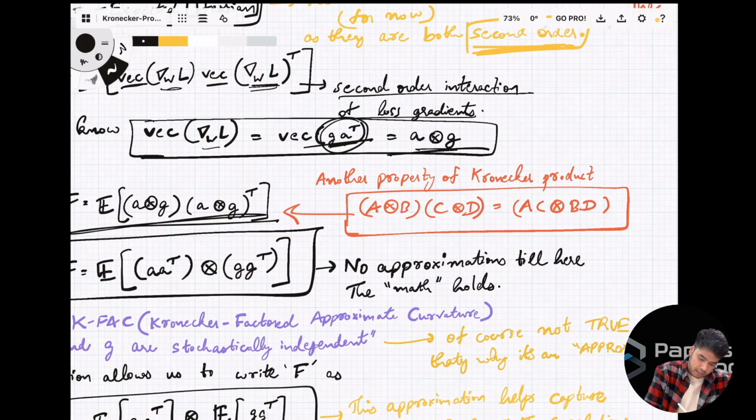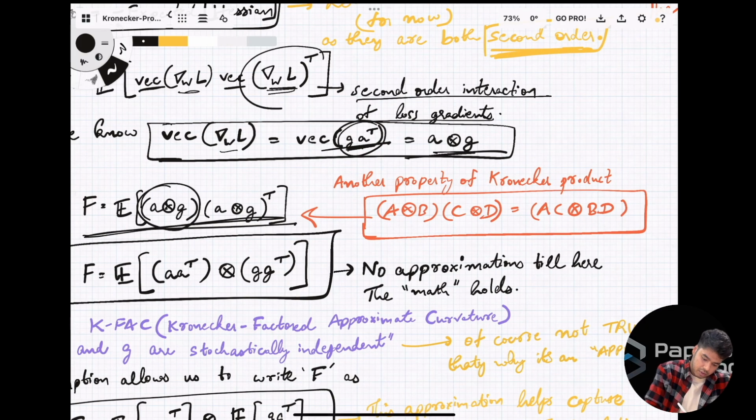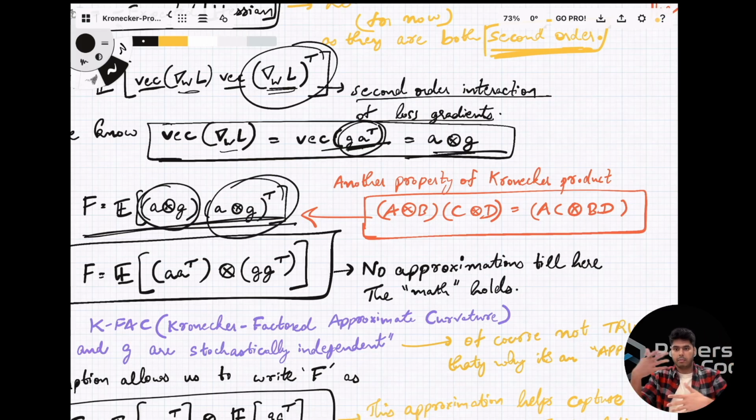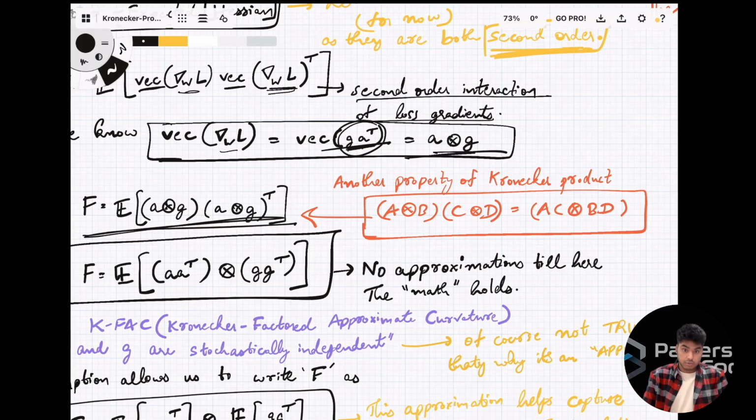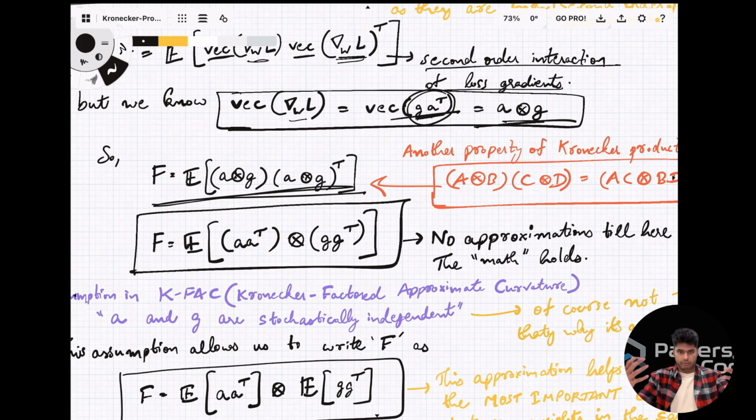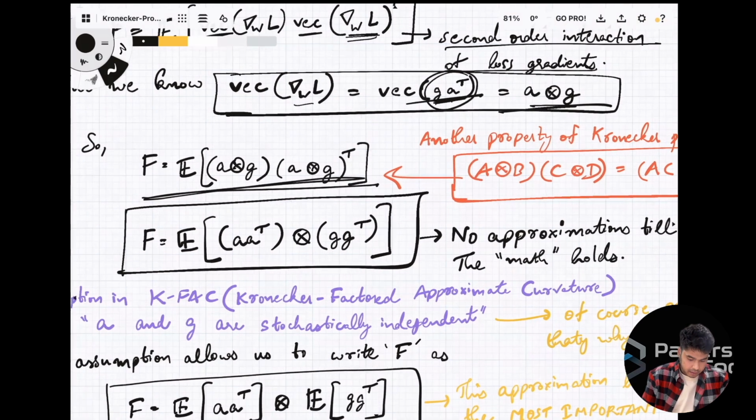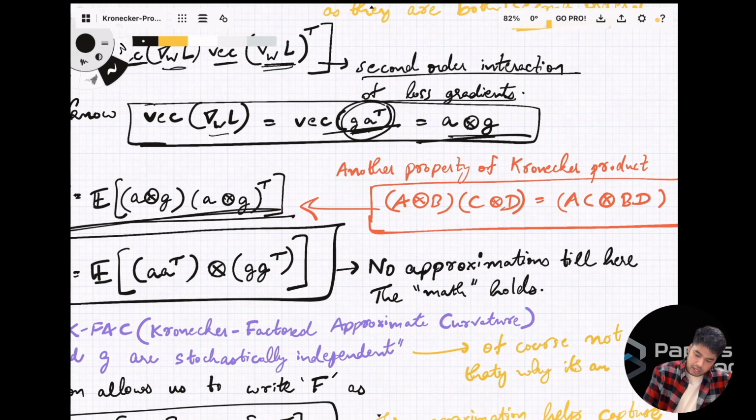Each outer product gets replaced by its Kronecker product, and the transpose gets substituted by the transpose. So it's very straightforward. You have an outer product, and we are replacing it with a Kronecker product because we have proven that it's true. And there's no assumption still here. All this is mathematically very legit. The assumption is coming in the next step. But now, we'll use a third property of the Kronecker products, which I mentioned in the beginning.